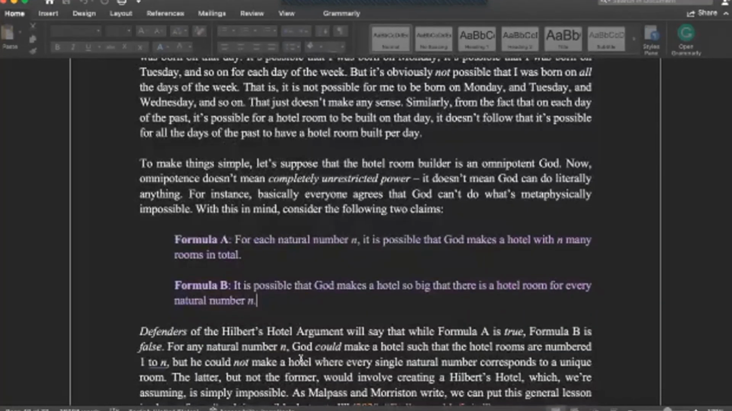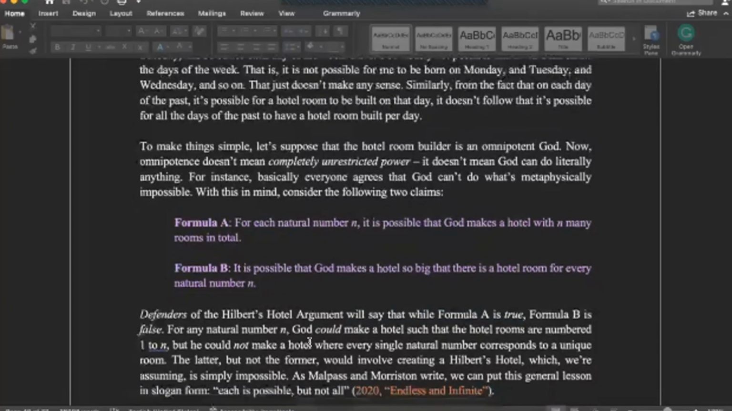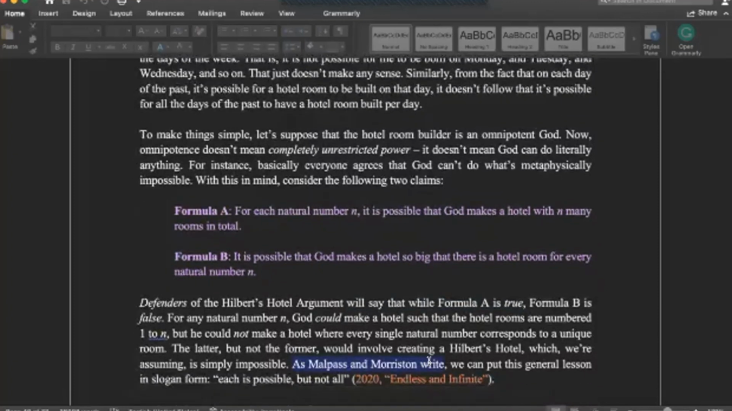Now, defenders of the Hilbert hotel argument will say that while Formula A is true, Formula B is false, right? For any natural number n, God could make a hotel such that the hotel rooms are numbered 1 to n, but he could not make a hotel where every single natural number corresponds to a unique room. The latter, but not the former, would involve creating a Hilbert's hotel, which we're assuming is simply impossible. As Malpass and Morriston write, we can put this general lesson in slogan form. For the defender of the Hilbert's hotel argument, each is possible, but not all.